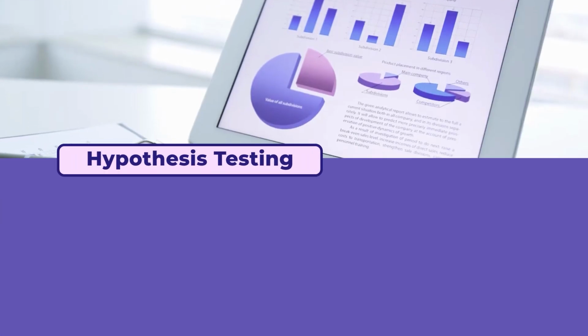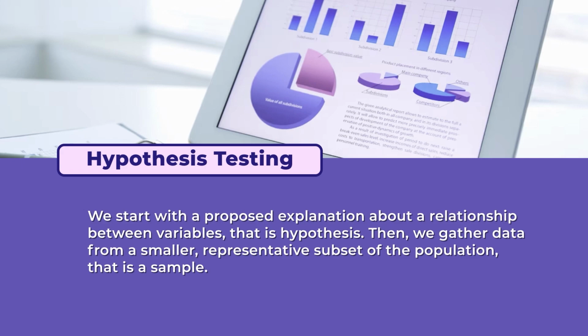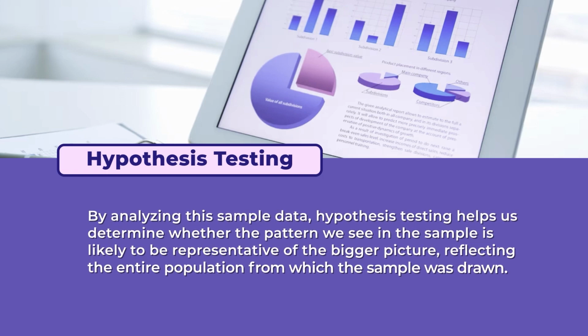We can say that hypothesis testing is a journey of known to unknown in which we test whether the results of sample data can be generalized for the population of the study or not. We start with a proposed explanation about a relationship between variables, that is hypothesis. Then we gather data from a smaller representative subset of the population, that is a sample. By analyzing this sample data, hypothesis testing helps us determine whether the pattern we see in the sample is likely to be representative of the bigger picture, reflecting the entire population from which the sample was drawn.